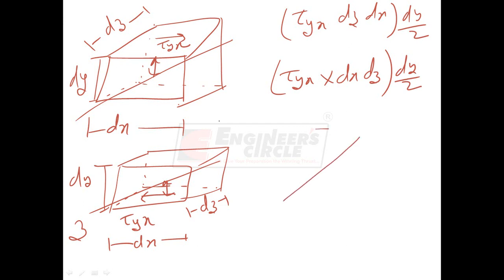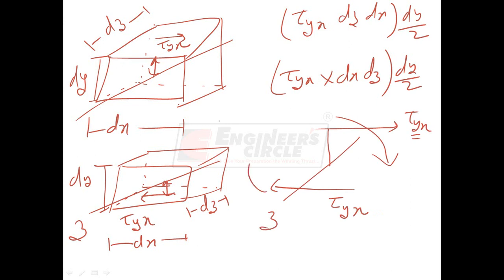Now if we look at these forces, this is tau yx and this is tau yx. This force is trying to rotate the body in clockwise direction about z axis, and this force also is trying to rotate the body in clockwise direction about z axis. So we take the moments of tau yx about z axis as negative. At this point A, we consider the moments of tau xy and tau yx.